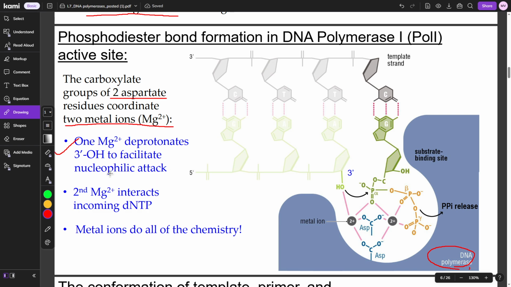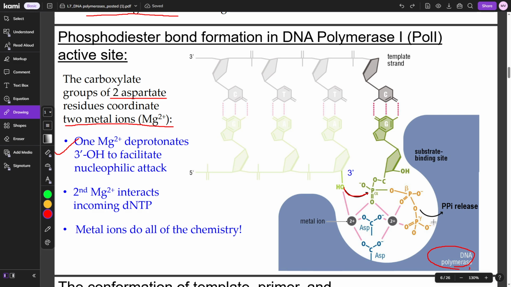For the second thing, the second magnesium is important for stabilizing the incoming NTP. So you can see here this 2+ magnesium ion. Sorry, wait, this whole thing coming in is the nucleotide. You can see for the second magnesium, it's actually stabilizing the 2 phosphates here that will eventually be released when you cleave, when this OH attacks here.